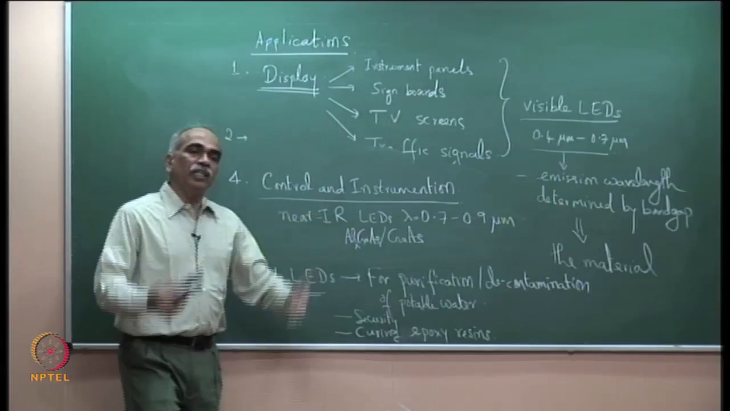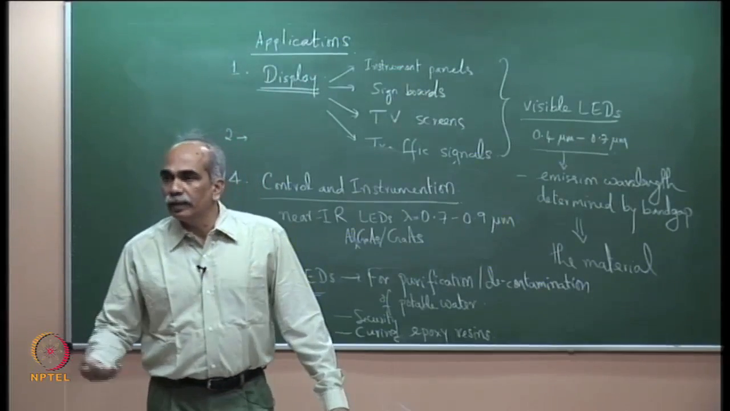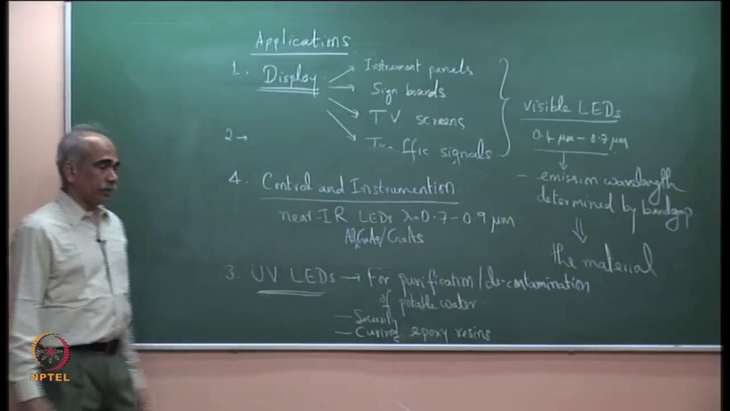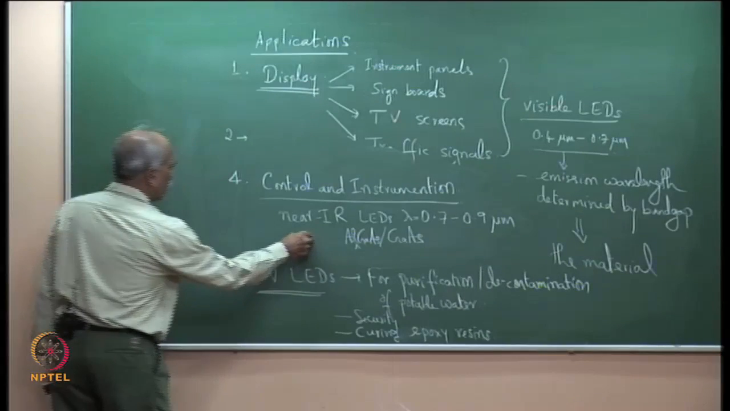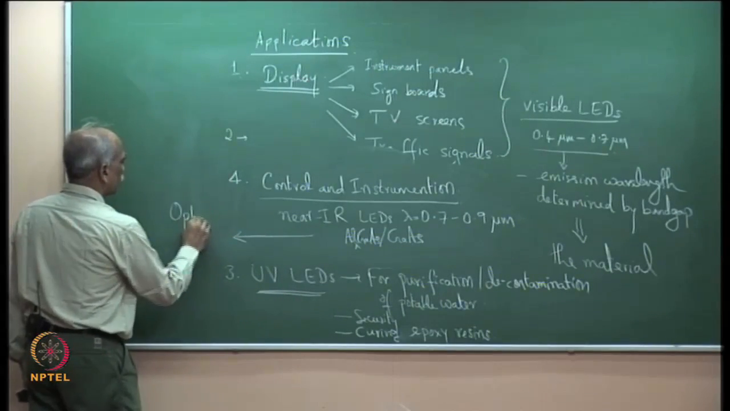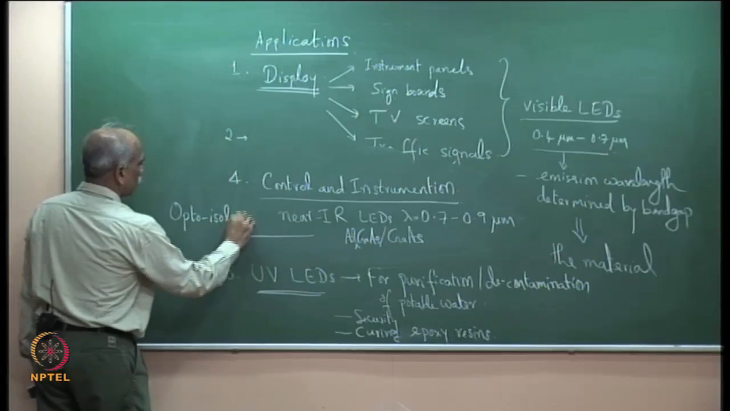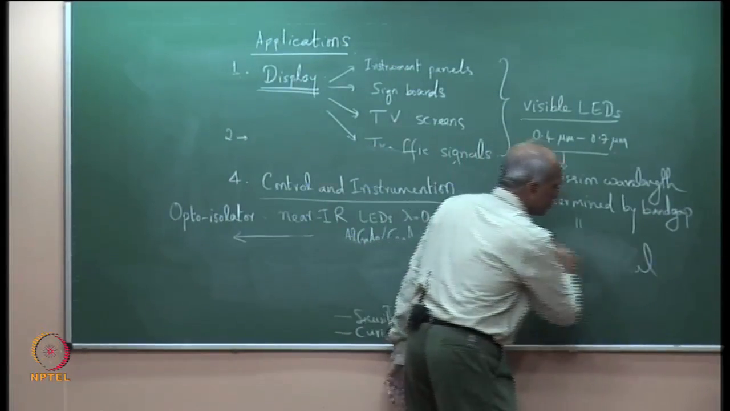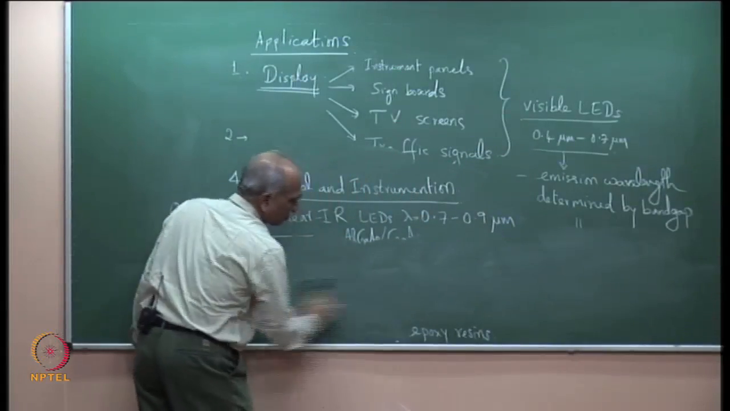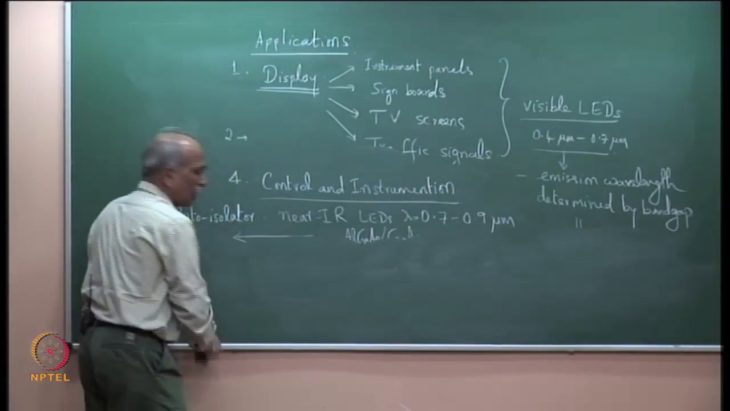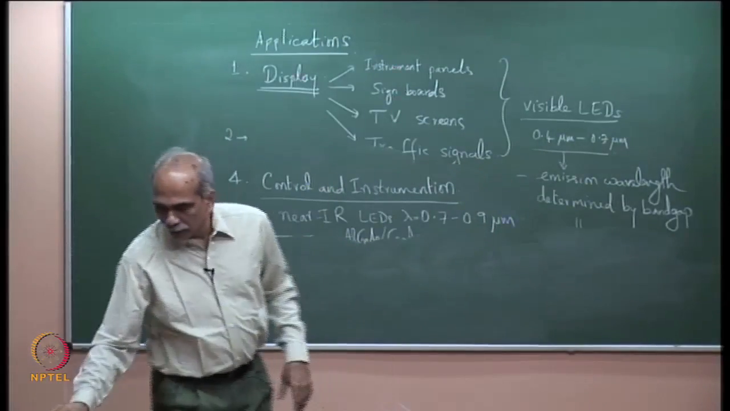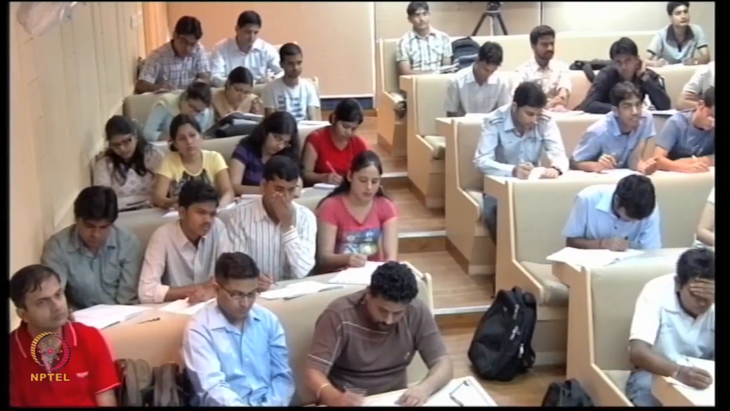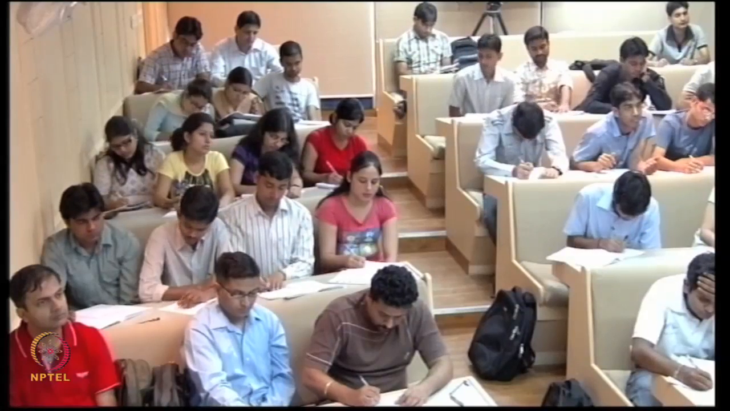But there are also many instruments where you need to trigger relays or switching, and people use these IR LEDs. In fact, one of the earliest applications here was the opto-isolator. What is this opto-isolator? It is an LED and photodetector combined, which is used to electrically isolate two different circuits or two chips, to bring in electrical isolation.